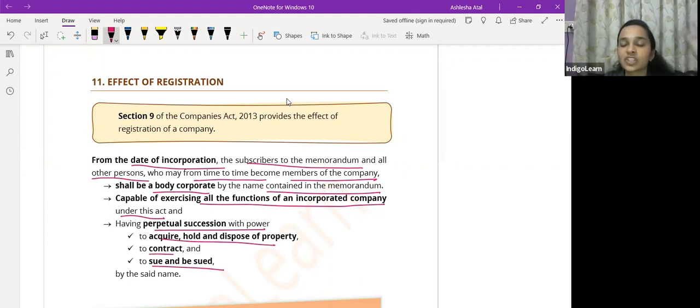in its own name. So जैसे ही जो भी date of incorporation होता है उस date से company के पास सारे powers आ जाते हैं as a body corporate. It has perpetual succession. It has the power to hold, acquire, or dispose of any property. It gets a right to enter into contract. It can be sued and can also sue someone else in their own name. So these are the basic effects of registration of the company. So as soon as the company is registered, ये सारी चीजें, ये सारे powers company के पास आ जाते हैं.